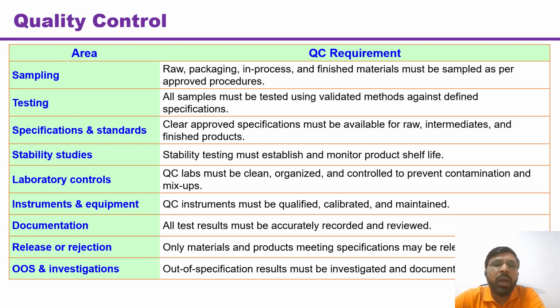Quality control. Under quality control, we have to see the sampling. Whenever raw material or packaging material comes to the facility, it should be sampled and tested.